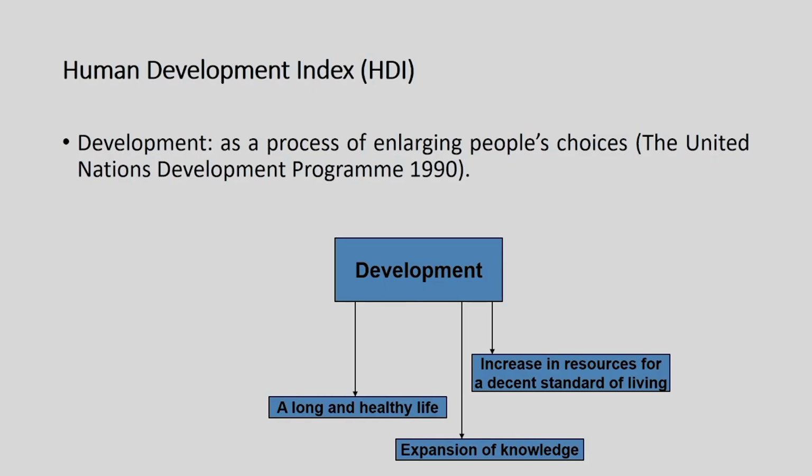That is a process of enlarging people's choices. That development is based on a long and healthy life, expansion of the forms of knowledge, systems of knowledge, and there must be an increase in resources for a decent standard of living. These are very important. If people's choices are not getting enlarged, if people's choices are not getting expanded, then what kind of a life are we leading? Okay, that's what the UNDP, the United Nations Development Program in 1990 suggested.